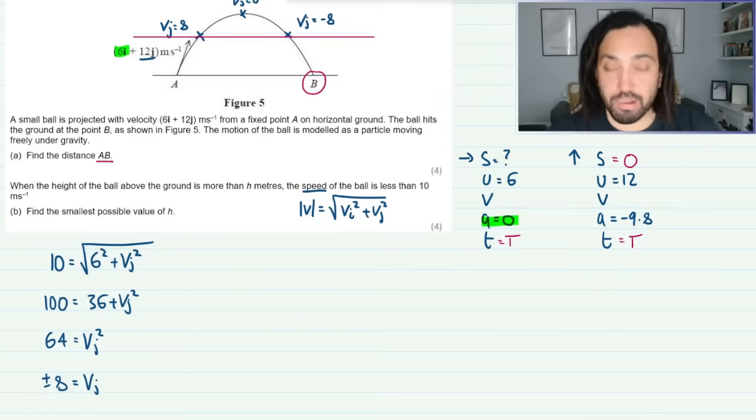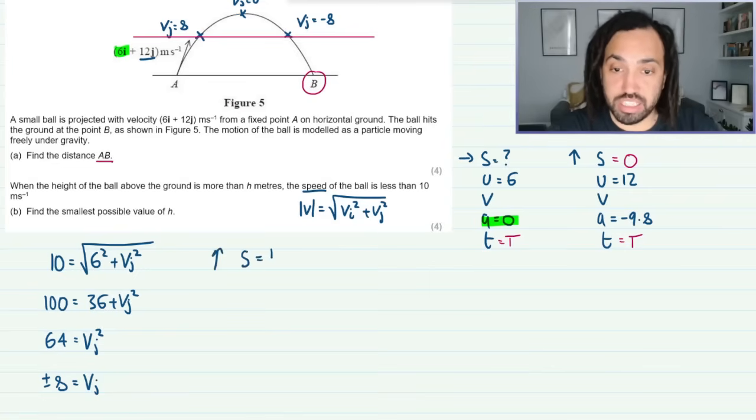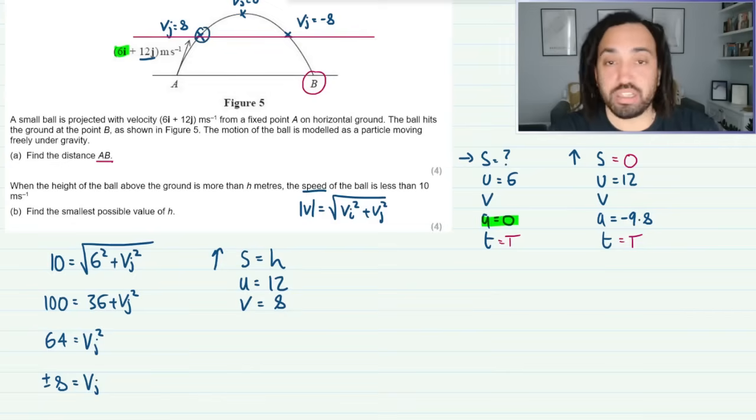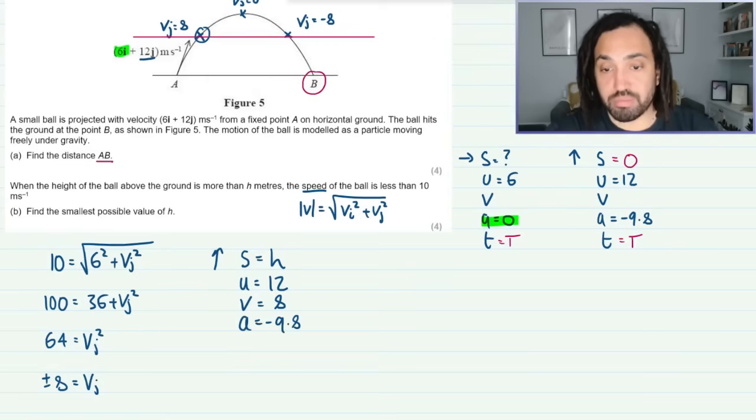Yes, it is. Okay. So let's look at the vertical direction. Makes sense. S is the height at which we're trying to inspect, and U is 12, and we know that the velocity we want to find is 8. We want to find this point here when the velocity is 8. And we know the acceleration is minus 9.8. Time, not too fussed about that this time round.